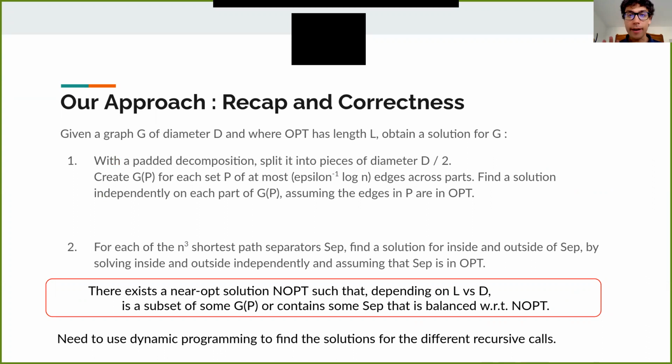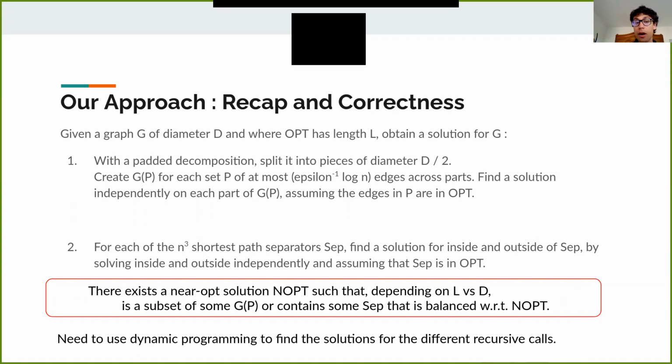So let me recap and prove correctness, then I'll prove complexity and I'll be done. So given a graph G of diameter D and where alpha is length L, we are going to do two things. We're going to find a padded decomposition, that's partitioning G into pieces, and for each tuple of at most log n over epsilon edges, I'm going to create a graph by keeping only these edges across the parts and removing all the other edges across the parts. Okay, and then I'm going to take this graph and solve recursively in each part, assuming that the crossing edges are in opt. Okay.